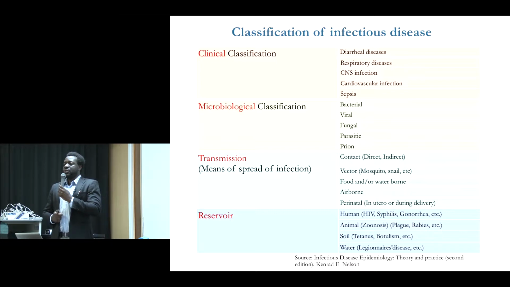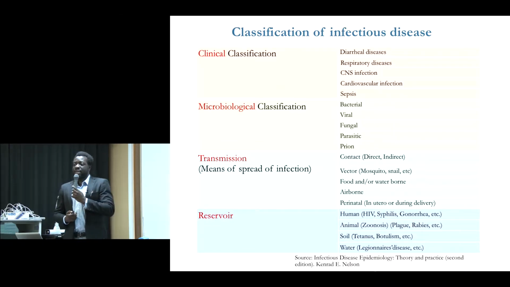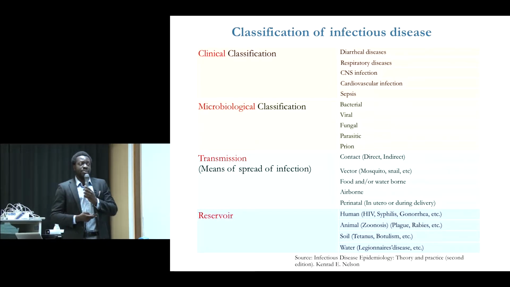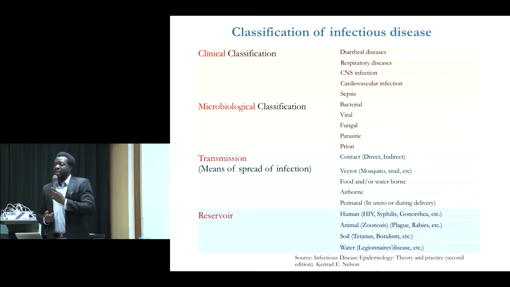There are a lot of ways to classify infectious diseases. One of the ways to look at it, in terms of the clinical aspect, we have diarrheal diseases, respiratory diseases. We have diseases of the central nervous system, cardiovascular infection, and we also have systemic infections when it is the blood that is infected. There is a microbiological classification as well. Infection can be caused by bacteria, virus. We have fungus or parasites, or sometimes the prion.